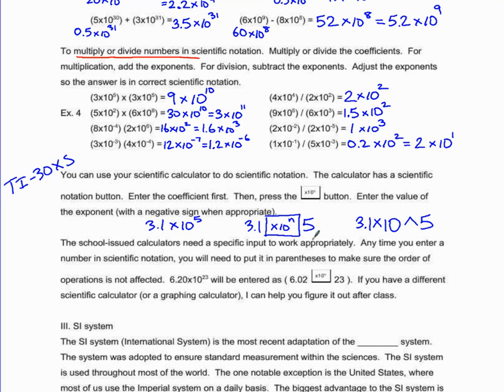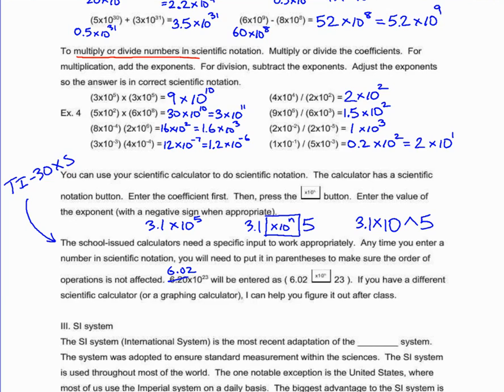The last thing about the school-issued calculators, the TI-30XS: it needs a specific input to work appropriately. Anytime you enter a number in scientific notation, it needs to be put in parentheses to make sure that you don't mess up the order of operations. If you don't use parentheses, then your order of operations will be off, and it'll give you a weird answer.